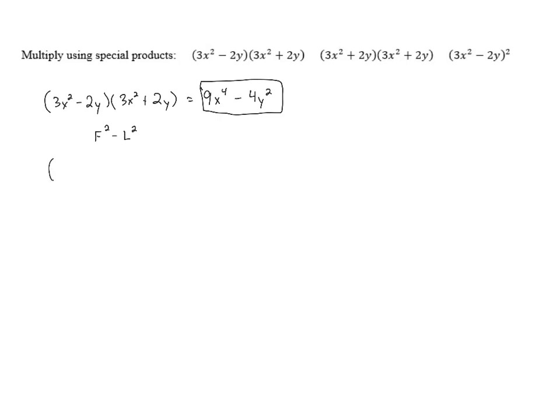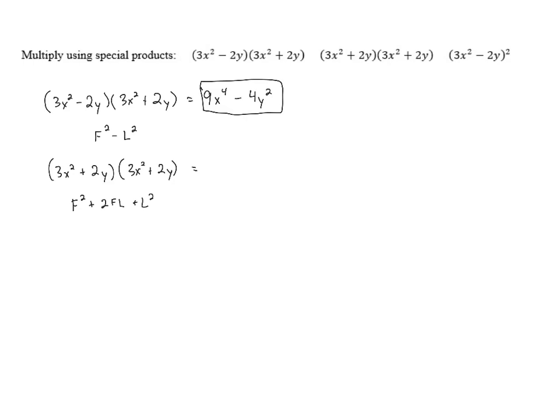Let's look at the next one. The next one has 2 sums, (3x² + 2y)(3x² + 2y). When we have a sum times itself, we use the second formula, f² + 2fl + l². And so that's going to tell us how to do the multiplication.